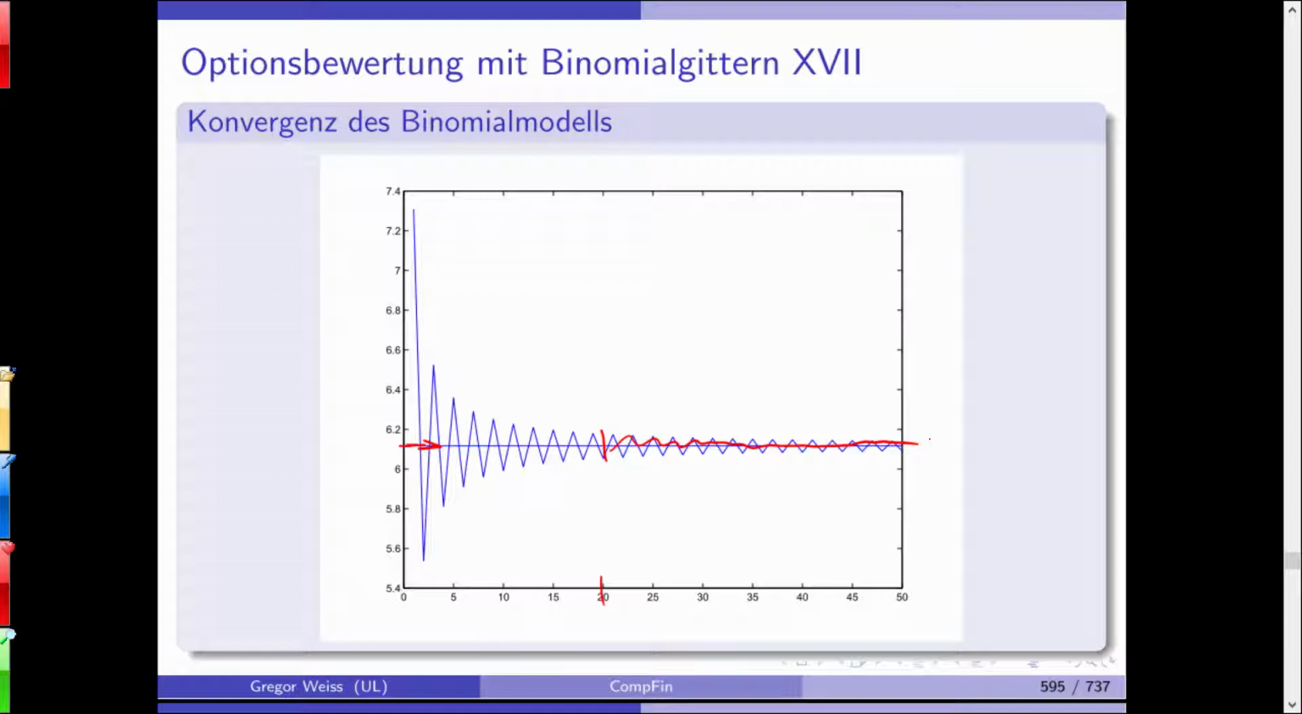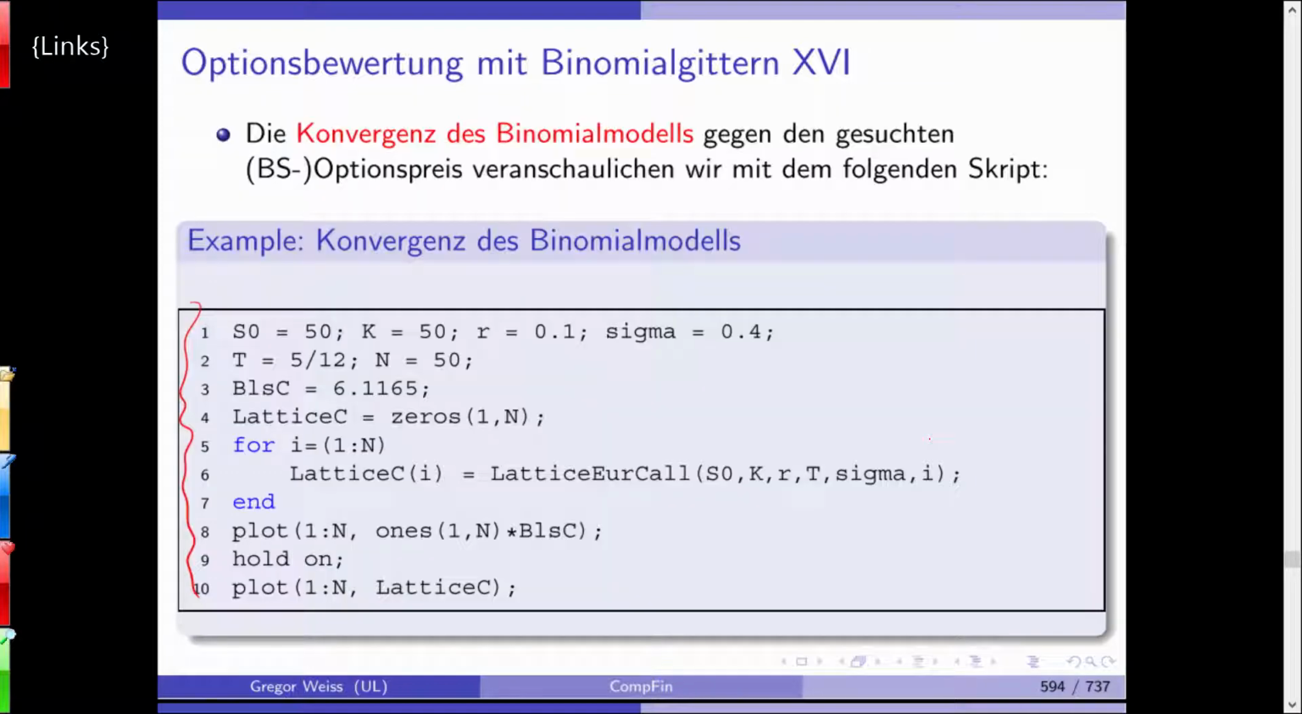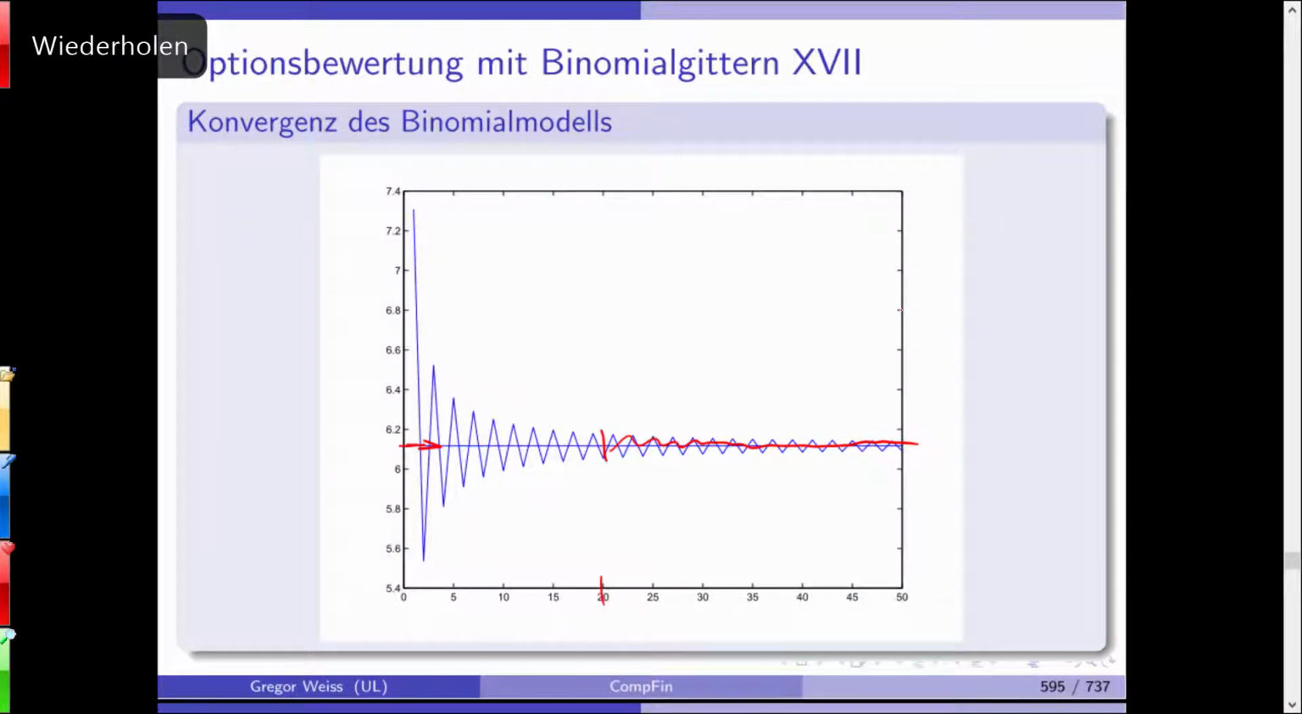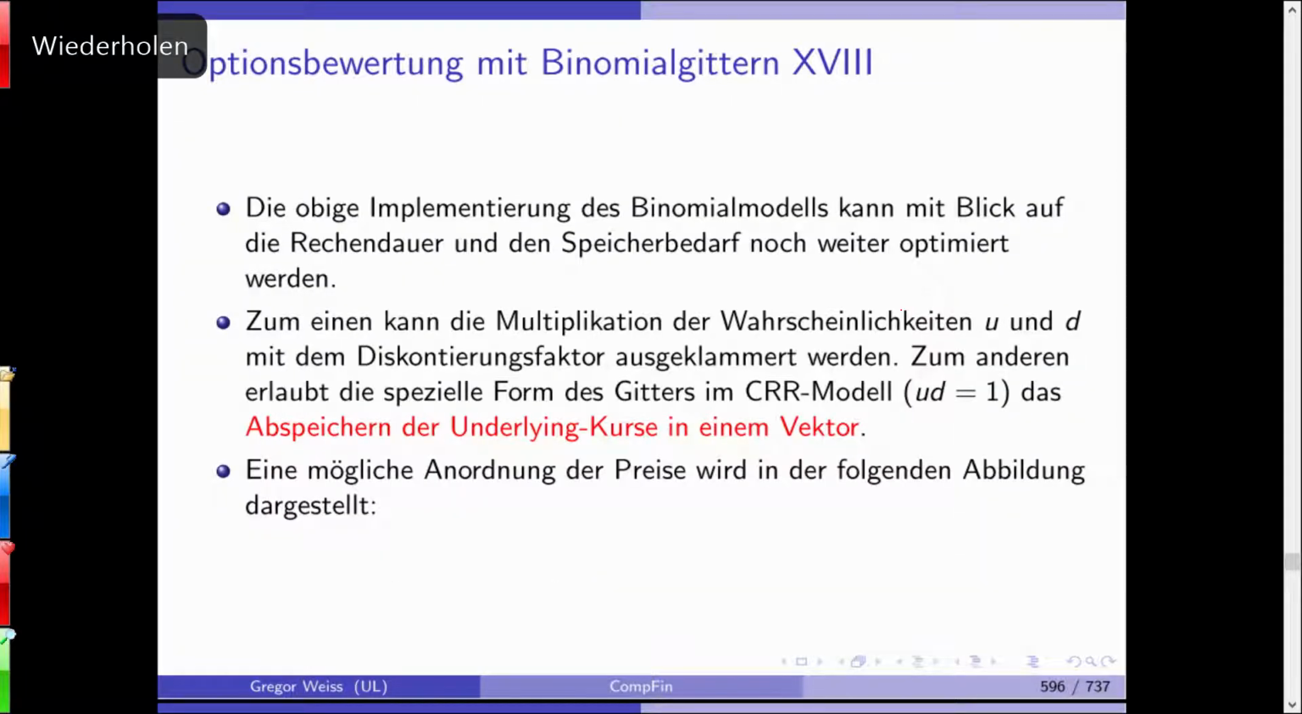And for us it's actually quite nice, because you can see that even with just 5 intervals, the result is already pretty good. It doesn't get much better afterwards. But if this were an optimization algorithm, this would be very bad behavior, very bad convergence. Okay, so this is the convergence of the binomial model.